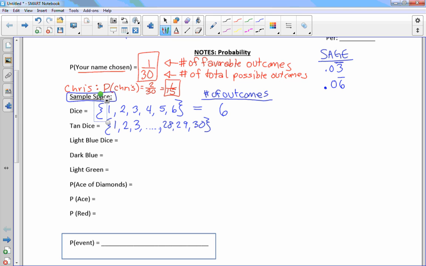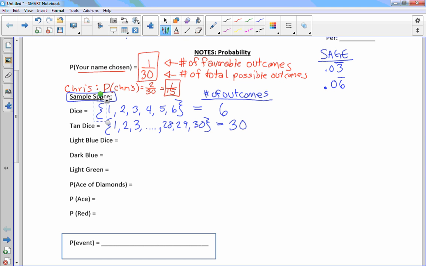1 out of 30, because the total number of outcomes now is 30. On that die, what's the probability that you roll an even? How many evens are there in 1 through 30? Half of them, 15 out of 30. What's the probability that you roll an even on that regular die? 3 out of 6, which is also 1/2.